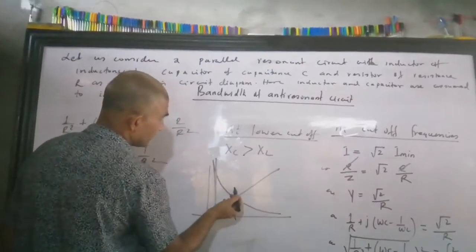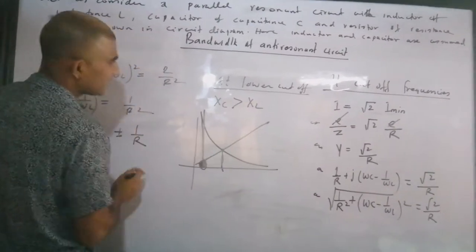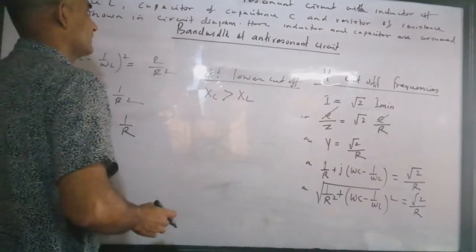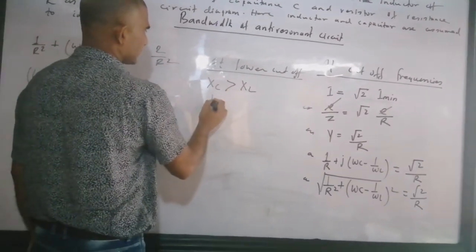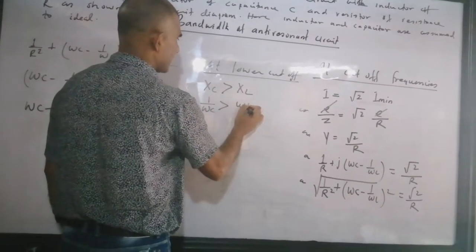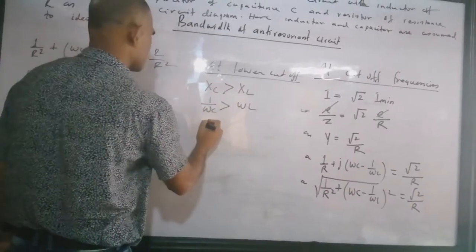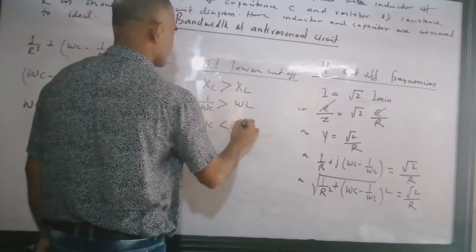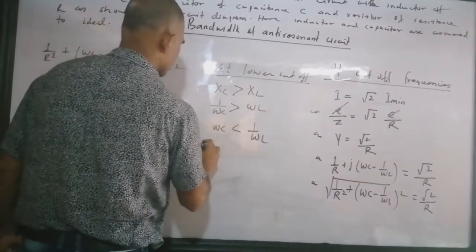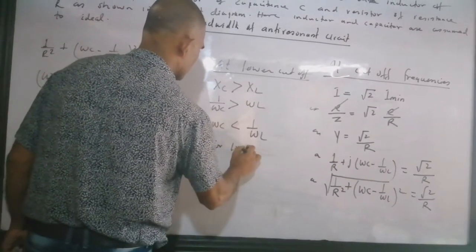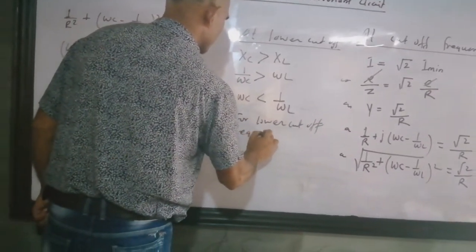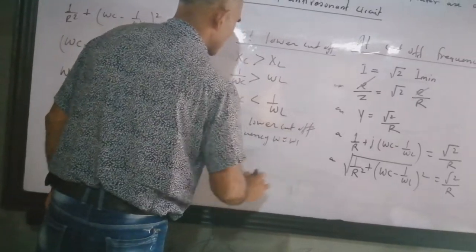So before, we were talking just about the lower cutoff. For this range of frequency, what we get is X_C is greater than X_L, and X_C we know is 1 by omega C. 1 by omega C is greater than omega L, and so, taking the reciprocal, omega C is less than 1 by omega L. So what do we get for the lower cutoff? Therefore, for the lower cutoff frequency, omega equals omega 1.